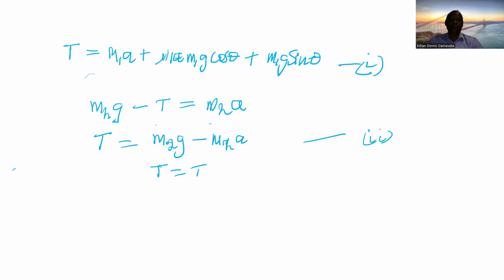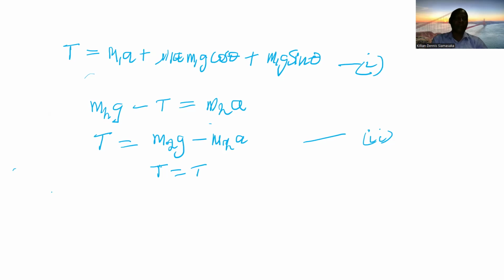And remember, we said the tension is the same throughout, because this rope does not extend. So the movement of mass 1 is the same as the movement of mass 2, meaning mass 1 and mass 2 have the same acceleration. And then we can equate these two equations now.